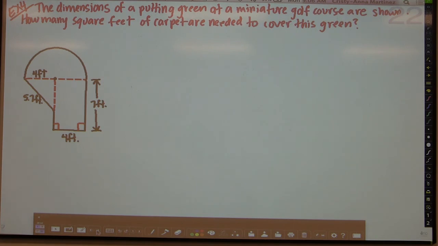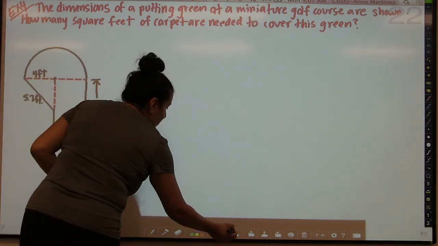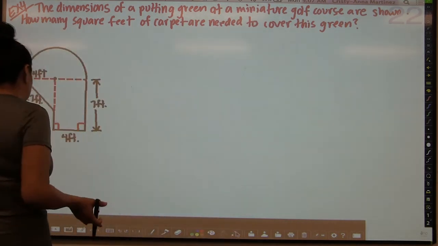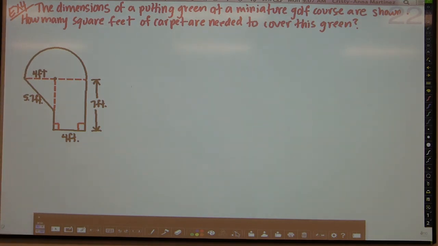So the dimensions of a putting green at a miniature golf course are shown. How many square feet of carpet are needed to cover this green? So we basically need the area of this figure, but clearly we don't have any one formula that will do that for us. We're going to have to put several formulas together. We know the area of a triangle, we know the area of a rectangle, and we know the area of a circle. So we're going to take those different parts and we're going to add them all together.